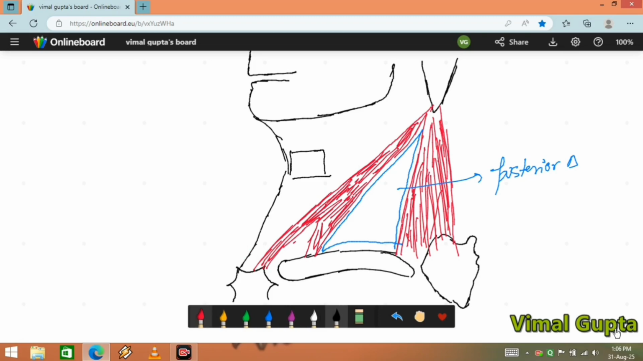And see, this is the median plane of the neck. Okay, and now we have another muscle which originates from the digastric fossa and moves on to the hyoid bone and finally inserts into the mastoid process. See, this is the digastric muscle.